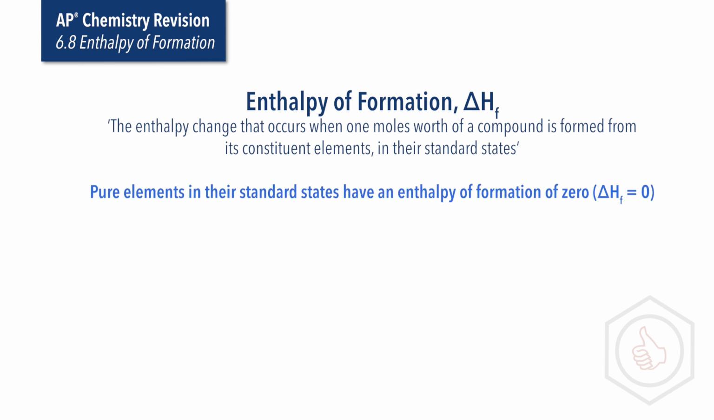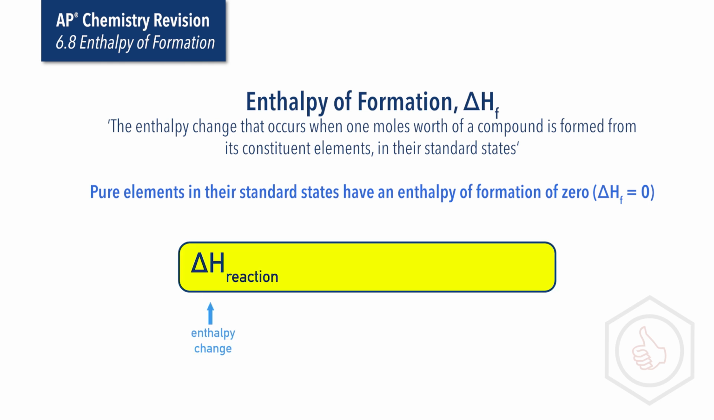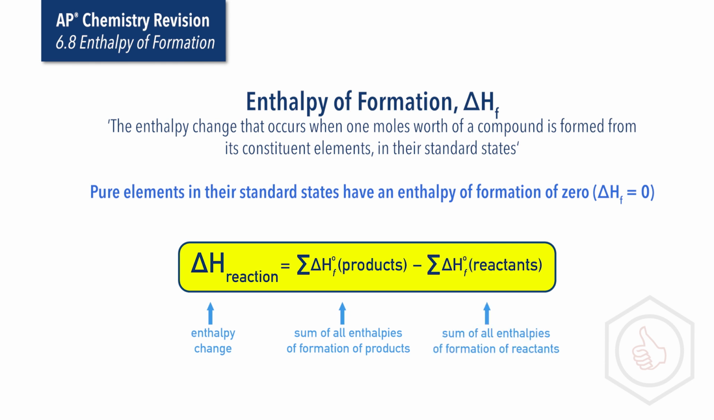We can calculate the enthalpy change of a reaction by using the standard enthalpies of formation of the reactants and products. We use the formula: delta H of reaction equals the sum of all enthalpies of formation of products minus the sum of all enthalpies of formation of reactants. Now, it's really important to point out that we have to multiply each substance's enthalpy of formation by its coefficient, so molar ratio, in the balanced equation.